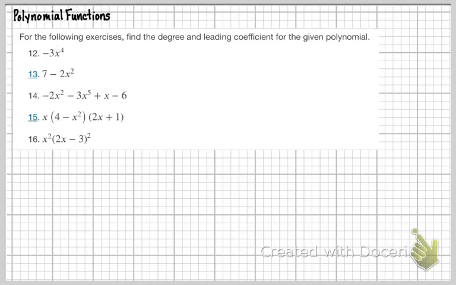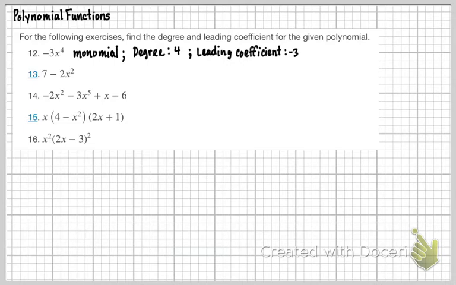And I only have one term here. Having one term is called a monomial. Mono meaning 1. I know we didn't have to say that here, but I did want to express that to you. It says find the degree and the leading coefficient for the given polynomial. So the degree of this polynomial would be 4. And the leading coefficient is -3. Make sure you put the negative in it because it's -3. It's the number for the term that has the highest exponent on the variable.